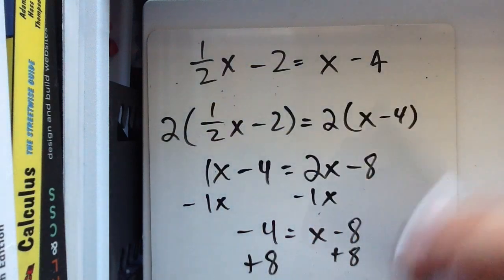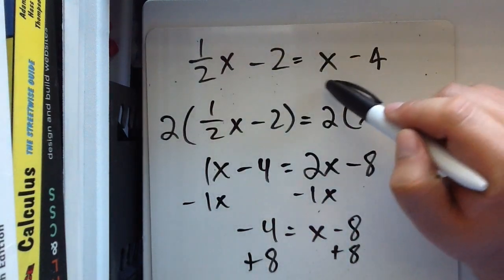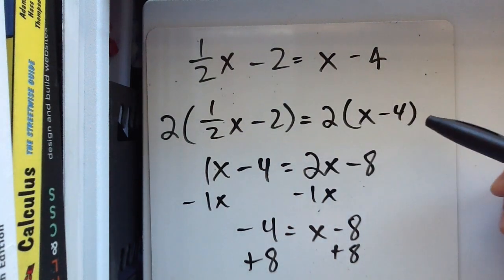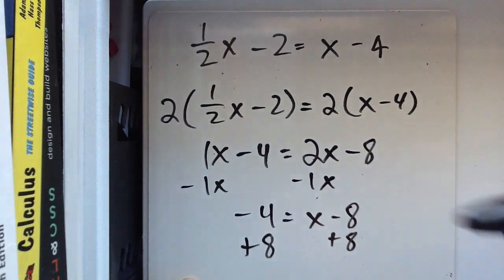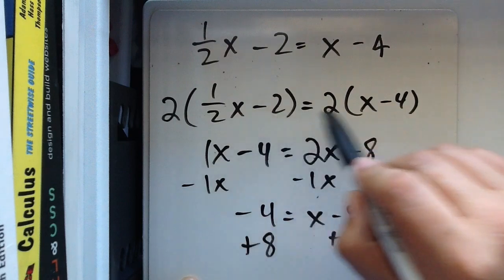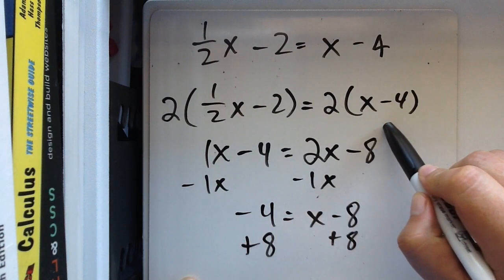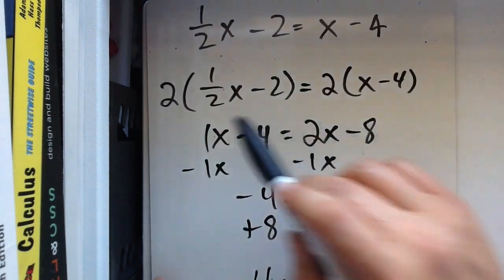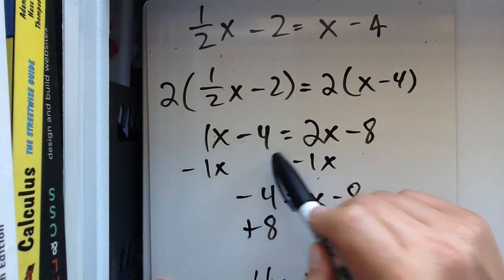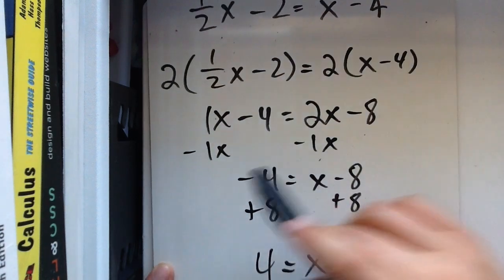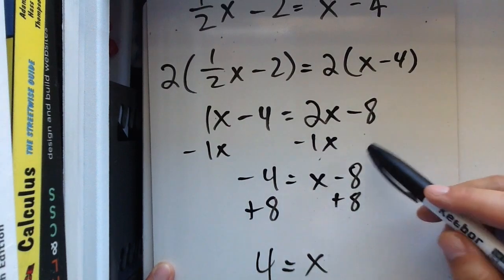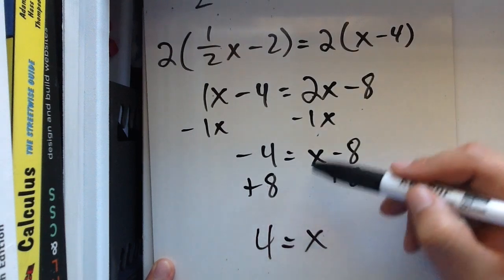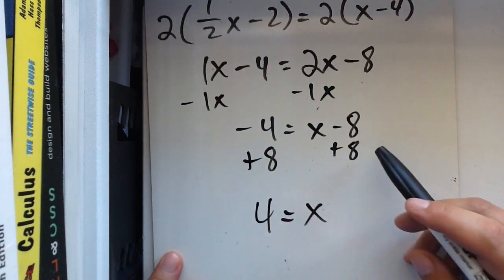2 times 1/2 is 1. Boom, fraction's out. If I had multiple fractions, then I take the greatest multiple that they both share and multiply every term by that number, okay? And we'll get more practice with that later. Now, I multiply the left side and the right side of the equation, and I get 2 times 1/2 x minus 2 equals 2 times x minus 4. And when I multiply, I get 1x minus 4 equals 2x minus 8. I subtract 1x from both sides, and I'm left with negative 4 equals x minus 8. I add 8 to both sides, again isolating x, and I'm left with x equals 4.